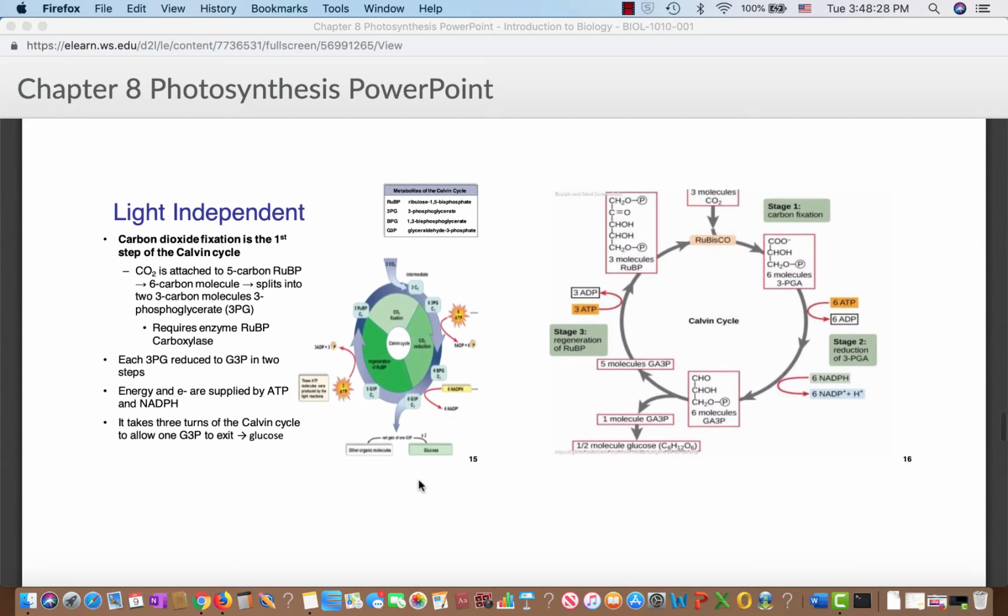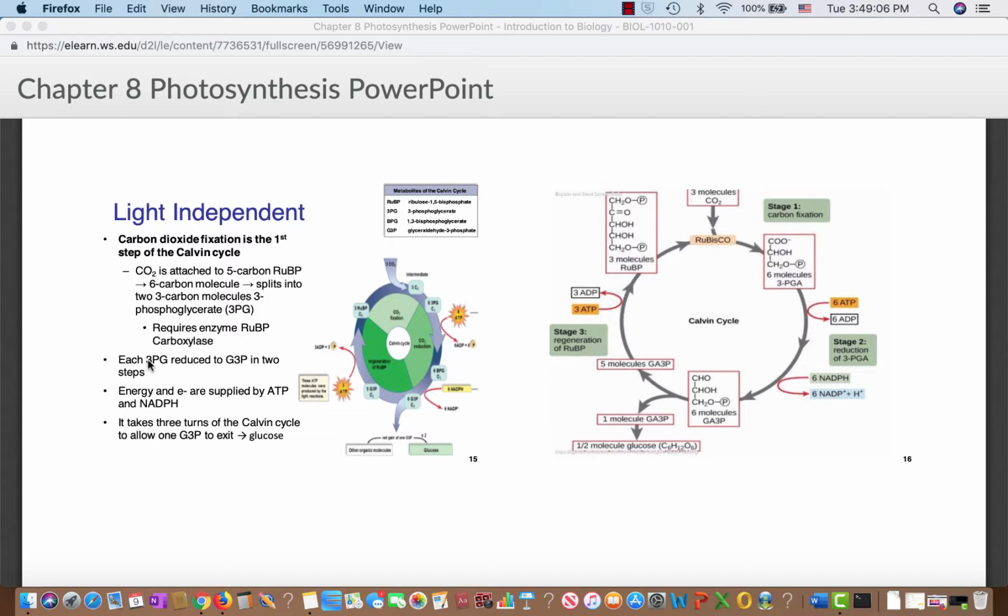Now, your light-independent reactions here, carbon fixation is the first step of the Calvin cycle. Basically, let me just read through this and then I'll summarize it in English. Your CO2 is attached to a 5-carbon RuBP, which gets you this 6-carbon molecule, which you then split into two 3-carbon molecules. An enzyme called RuBP carboxylase is required to do that, which splits it in half.